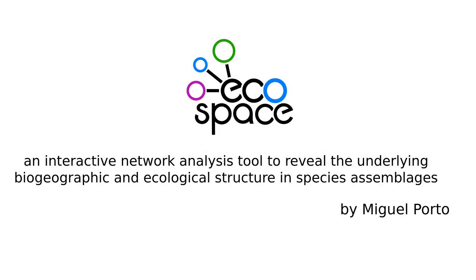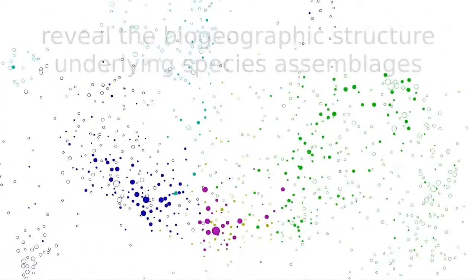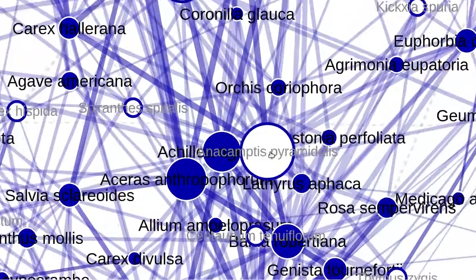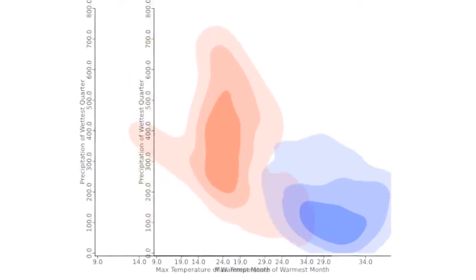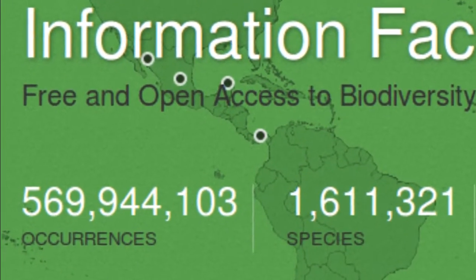ecoSpace is an online tool to interactively assemble, explore, and analyze species ecological networks. It is built upon the basic idea that species relationships may be inferred from the co-occurrence patterns in bioclimatic spaces, and that these can be computed from the massive amount of occurrence data available through GBIF.